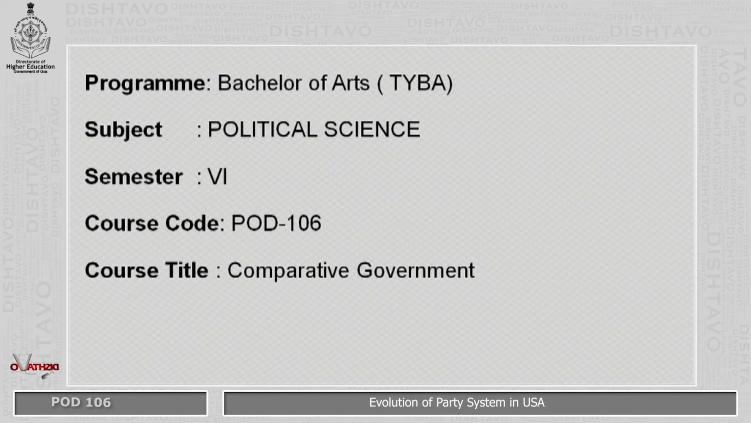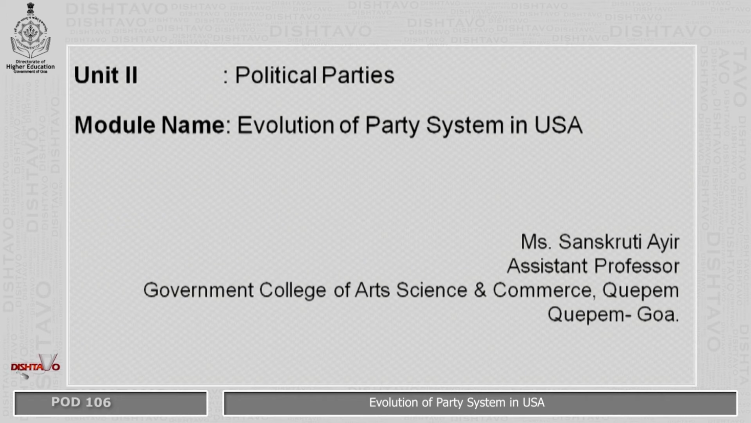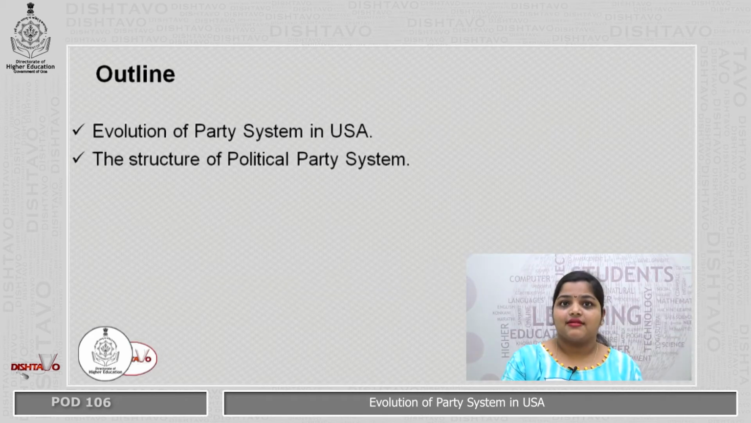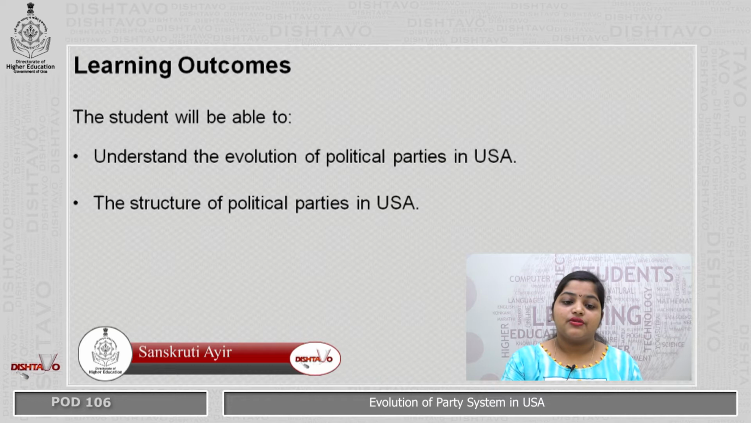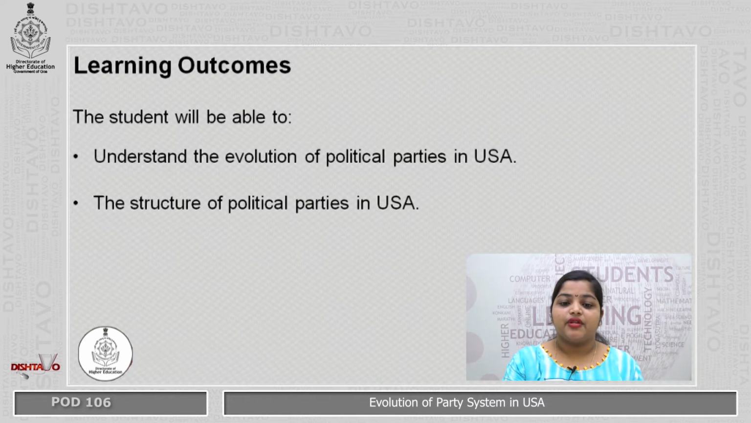Today I'm going to deal with Bachelor of Arts TYBA, subject Political Science, semester 6, course code POD 106, course title Comparative Government. This is Unit 2, Political Parties, module name, Evolution of Party System in USA. Outline: Evolution of Party System in USA, the structure of the political party system. Learning outcomes: the students will be able to understand the evolution of political parties in USA and the structure of political parties in USA.